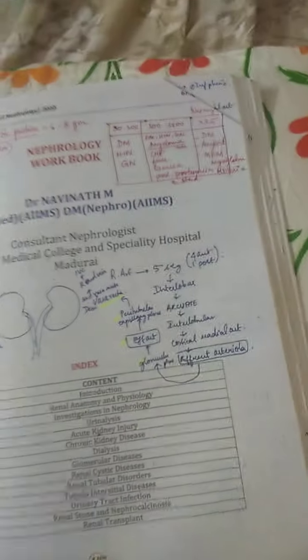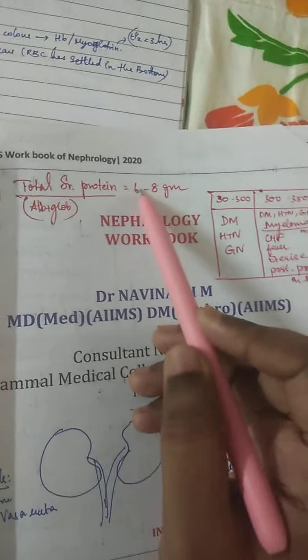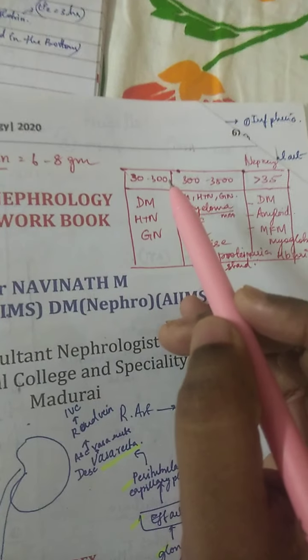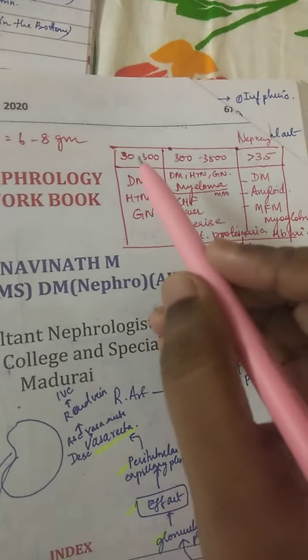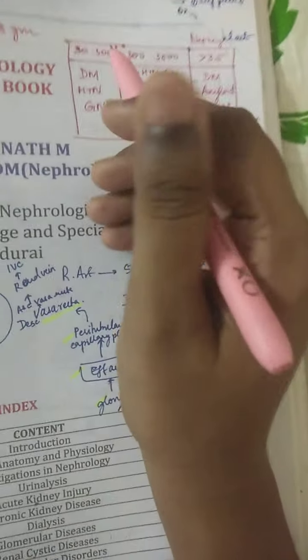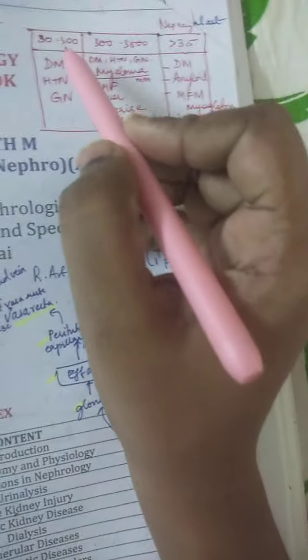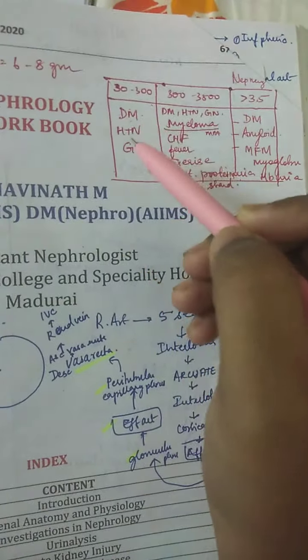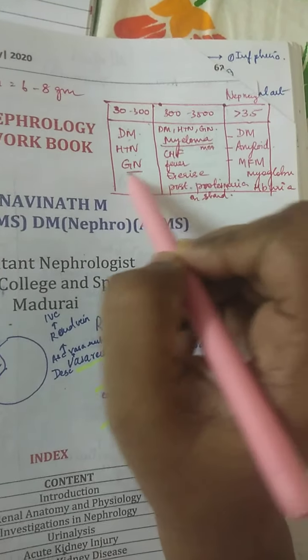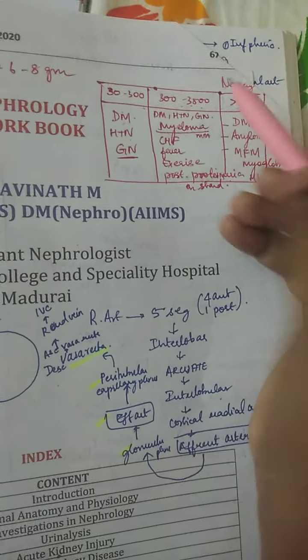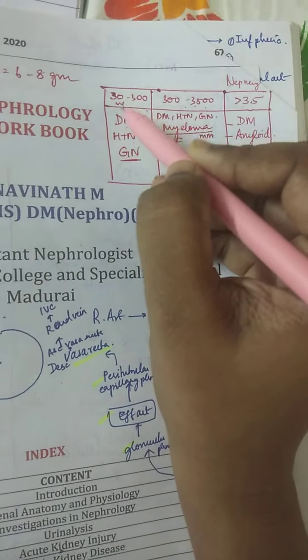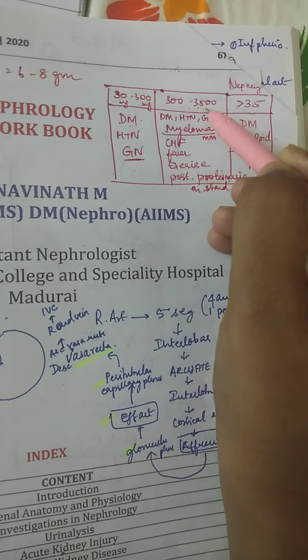The proteinuria: how do you suspect which type of proteinuria a patient has with respect to protein? See, normally the serum protein is 6 to 8 grams. It's very important. Anyway, there will be less than 150 milligrams per day protein loss in urine. But if the protein loss is between 30 to 300, you have to suspect DM, hypertension, and glomerulonephritis. Here, 300 to 3500, 3.5 grams, 30 mg to 300 mg. Here it is 3.5 grams.